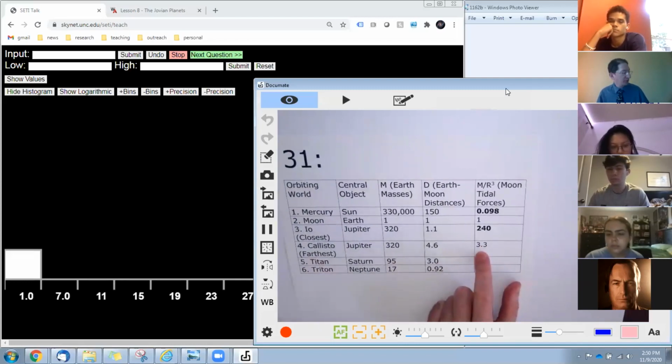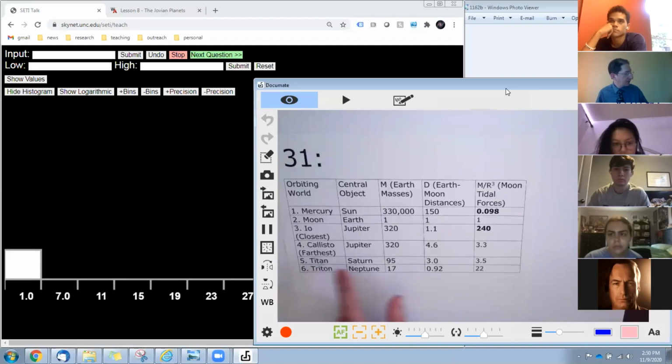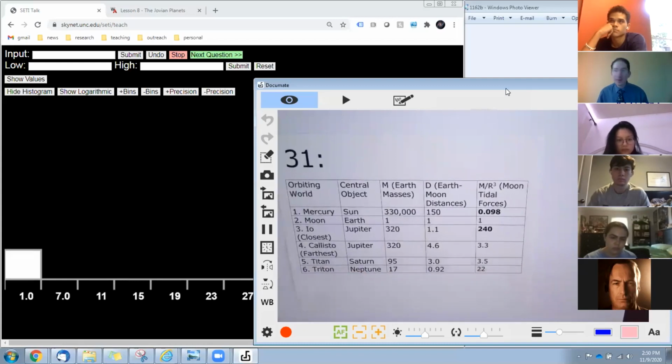And we'll see the tidal forces here. It's enough to tidally lock the world, but we won't even see much tidal heating in this case. Titan going around Saturn, similar, and then Triton going around Neptune, a little bit higher. It has kind of an interesting tidal history and tidal future that we'll get to in the next lecture.